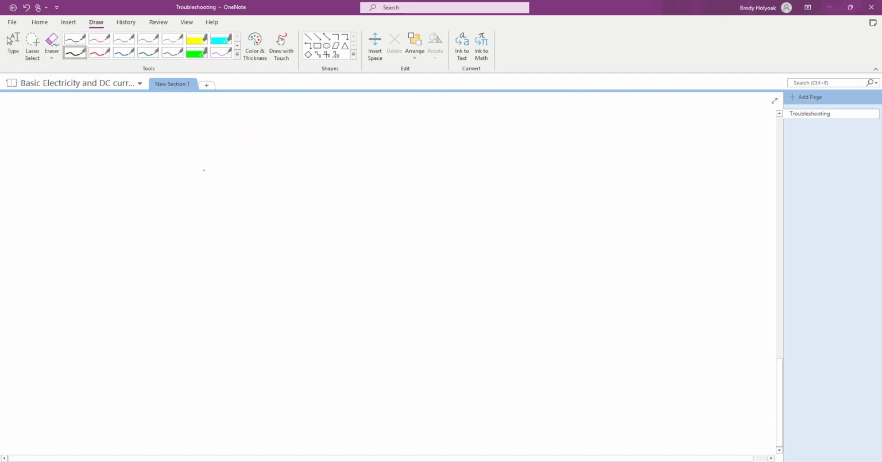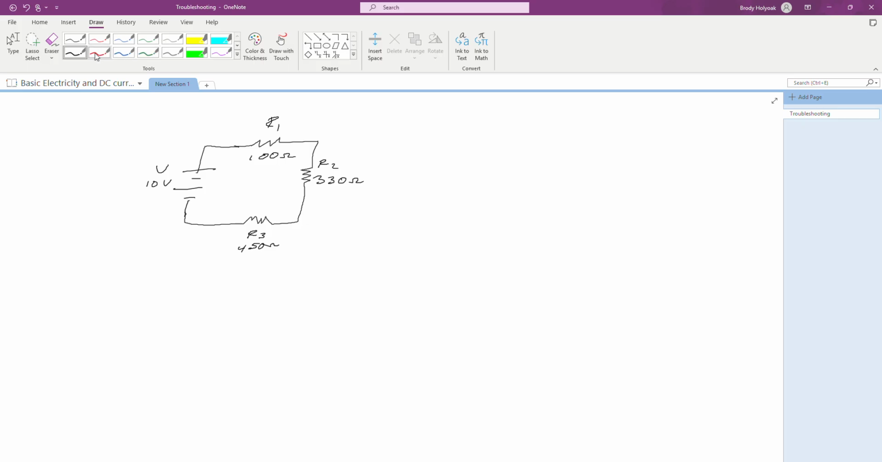Okay, so come up here. We've got our circuit. We've got R1, R2, R3. R1 at 100, R2 at 330, and R3 at 450, and my voltage in is 10 volts. All right, so we know that based on those values, R1 was reading 0 volts. R2 was also reading 0 volts, but R3 was reading 10 volts.